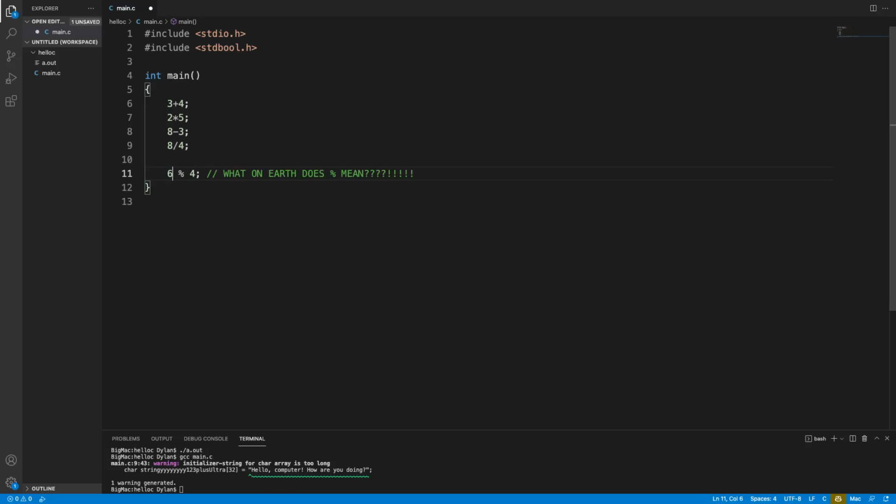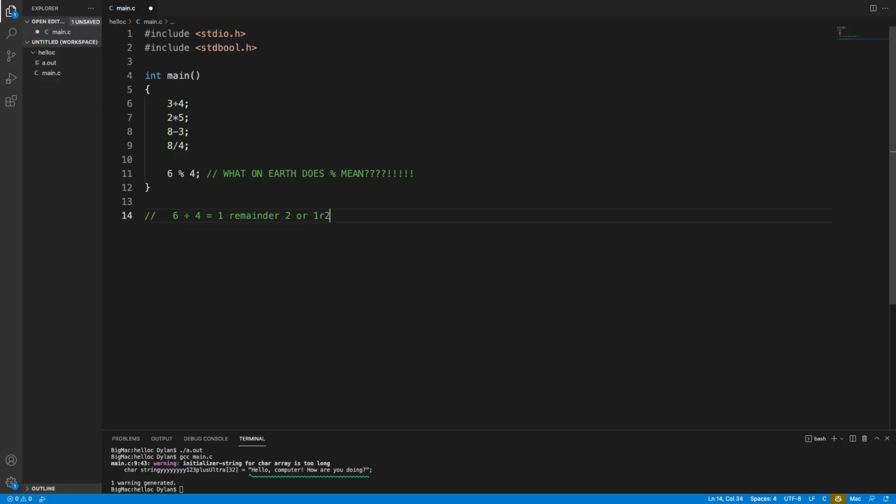So we're starting with 6 and we divide by 4. You might have seen this before in maths. 6 divided by 4 is equal to 1 remainder 2, or 1R2.